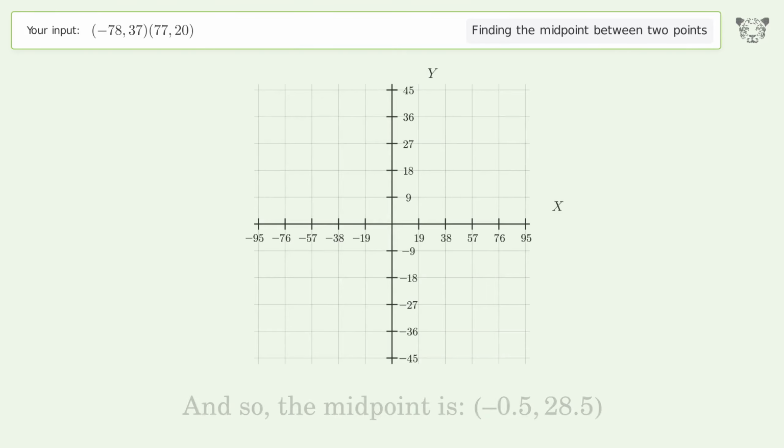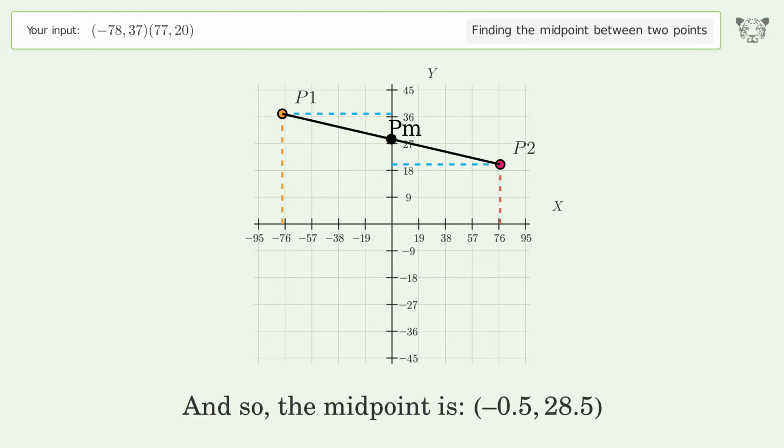And so, the midpoint is negative 0.5, 28.5.